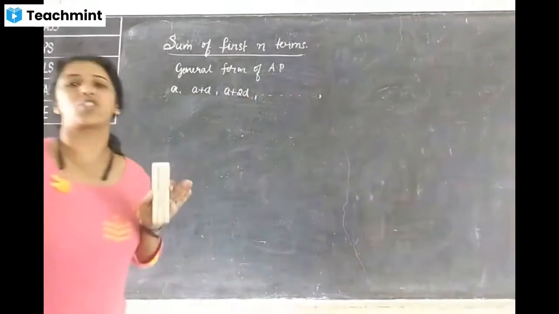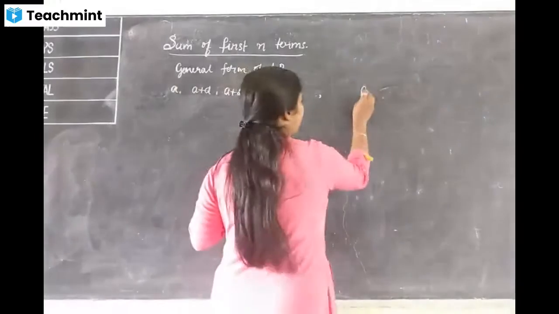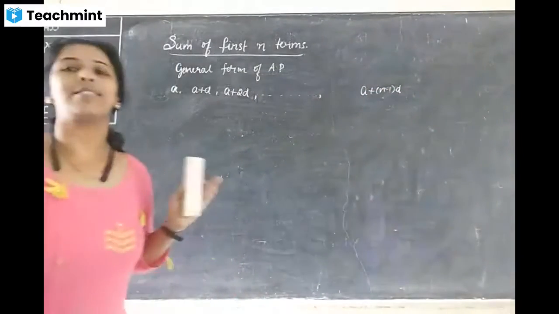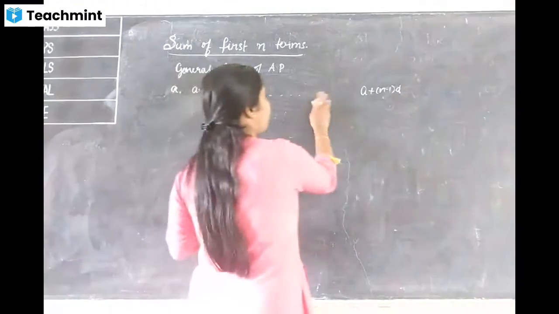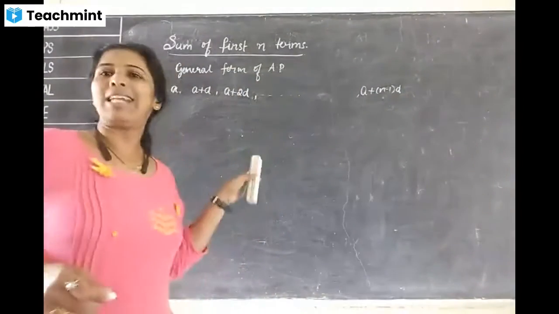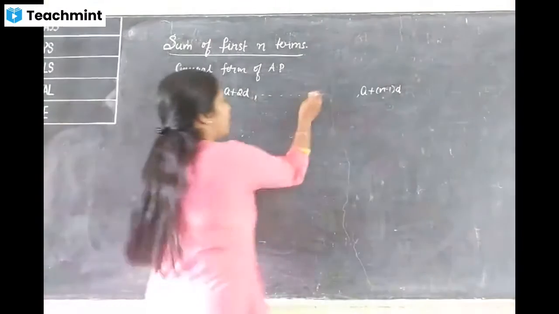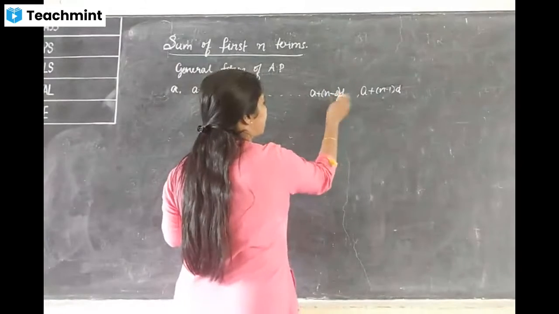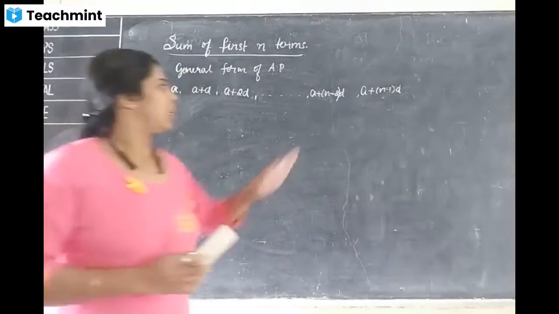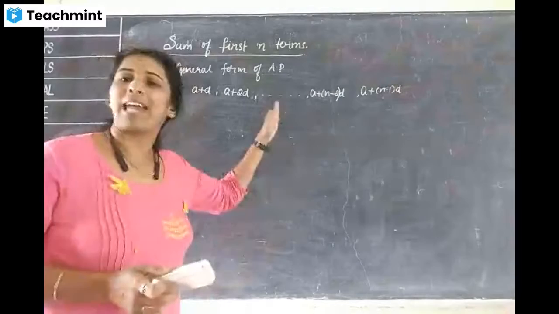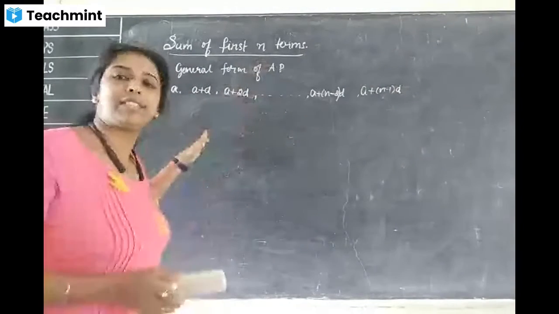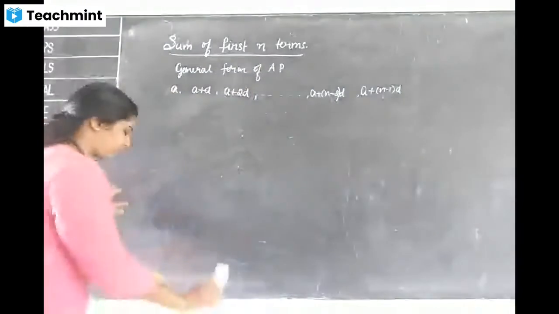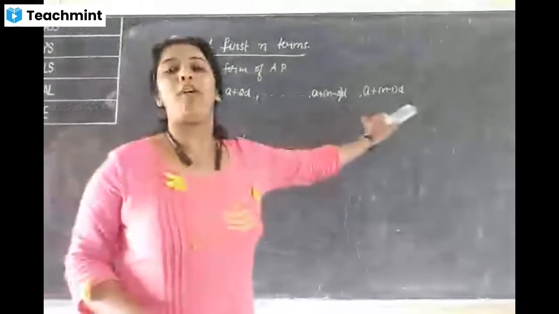At last we take the last term. The last term is a plus n minus 1 into d. So before that, what will come? One less than that: a plus n minus 2 into d. If we come this side, it becomes a plus n minus 3 into d, then a plus n minus 4 into d. Like that it will go. This is the general form of an AP.